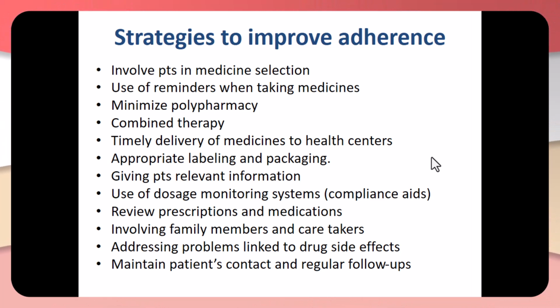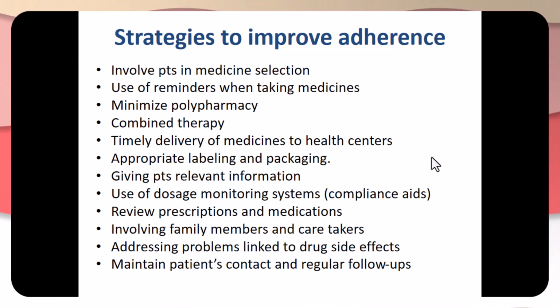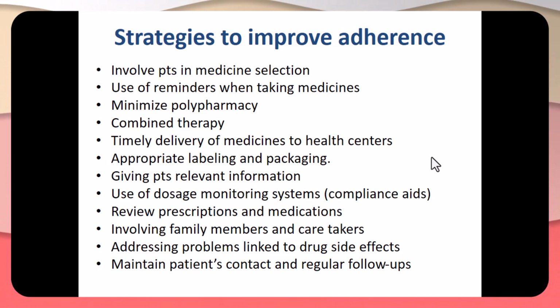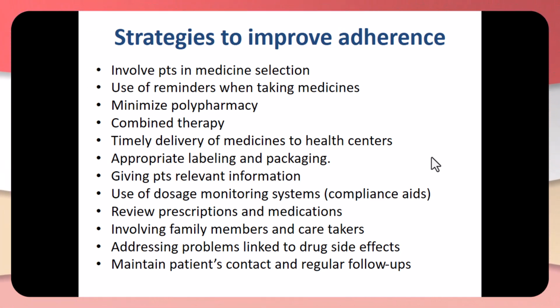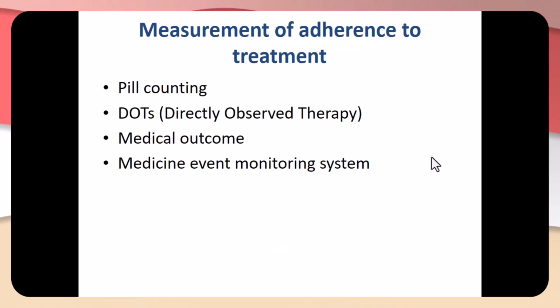Use dosage monitoring systems or compliance aids. You can use that. Review prescriptions and medications. Always do a review, okay? Involve family members and caretakers in this process. Address problems linked to drug side effects, and then maintain patient contact and regular follow-ups, which can improve adherence.